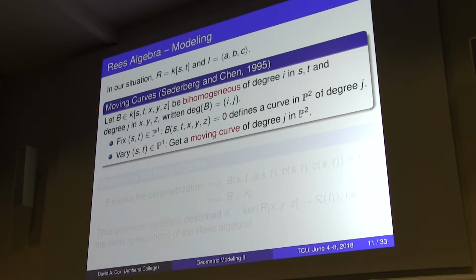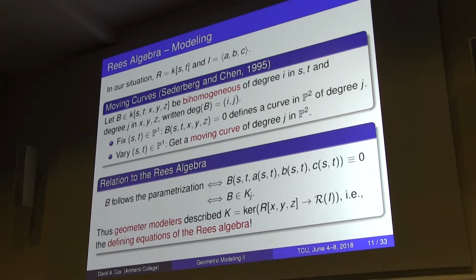Then suppose I fix the point (s,t). Then this just becomes a homogeneous polynomial in x, y, z, so it defines a curve in P2 of degree j. But then if I start varying my point in projective space, I get a moving curve. Before we talked about moving lines, where this degree j was 1, but now we allow moving conics, moving cubics, so basically moving curves of arbitrary degree.